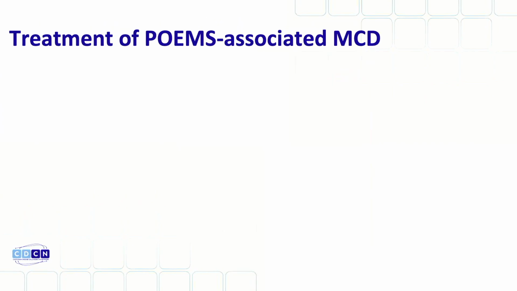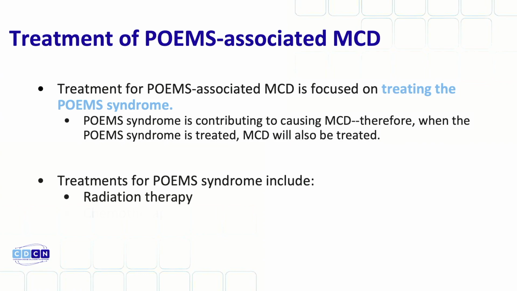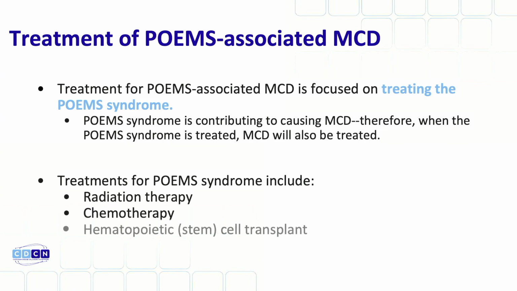Next slide. And then treatment for POEMS should really be directed at the POEMS, so it should be focused on those plasma cells that can cause problems. So if it's localized, like you have a single hot area with these bad plasma cells, you can use radiation, but oftentimes you're going to need chemotherapy, and you may need a stem cell transplant.